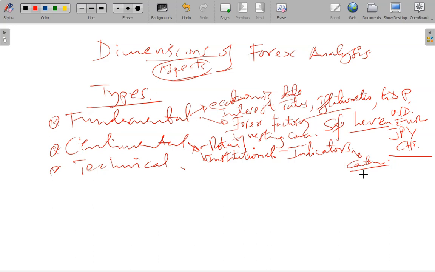For example, in TradingView, we have a sentiment indicator. Some are built in, and some are built outside the platform, so you just incorporate them in your trading platform. But you can also get sentiment information by reading or interpreting the COT report.